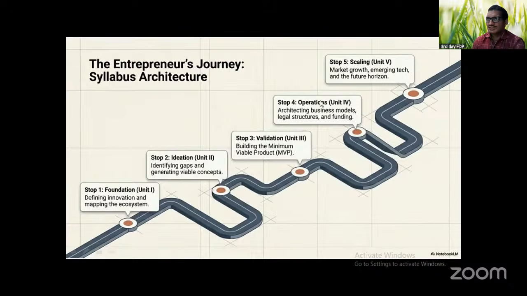And next, operations. Operations, you can see architecture and business models, what are the legal structures and what is the funding. These things you can see in the operations. Next is scalability, where what is the market growth, emerging tech, and what is the future aspects that will be covered in the 5th unit.